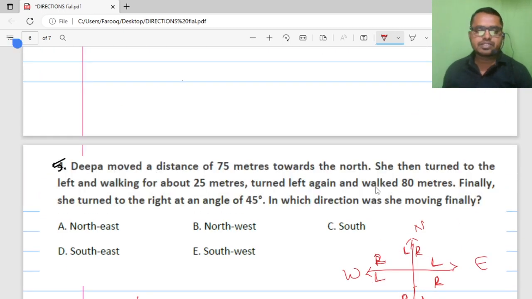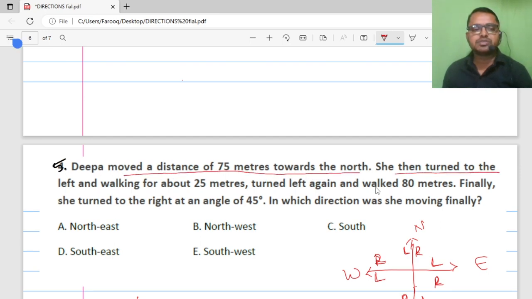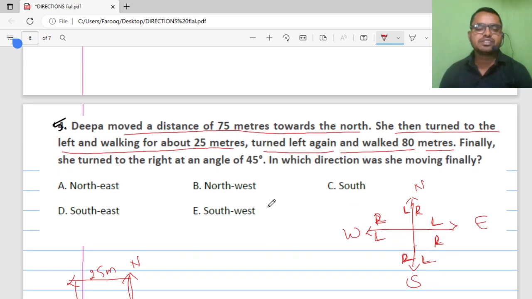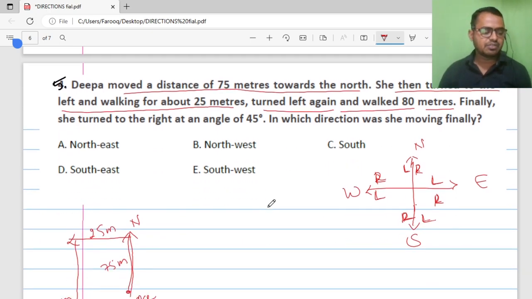Here, first Deepa moved a distance of 75 meters towards the north. She then turned left and walked for about 25 meters, and turned left again and walked 80 meters. Finally she turned to the right. Here finally she turned right.